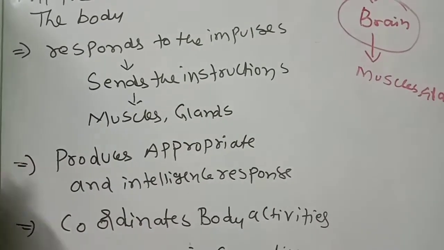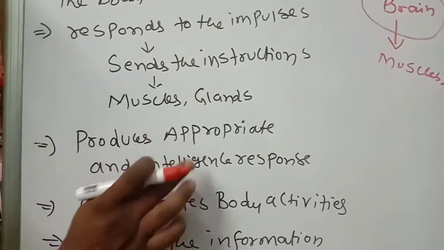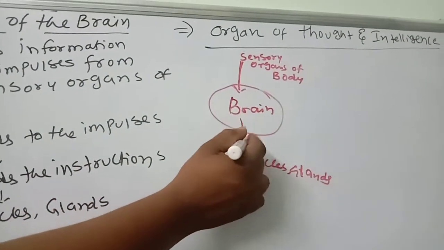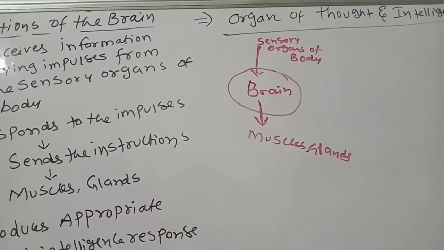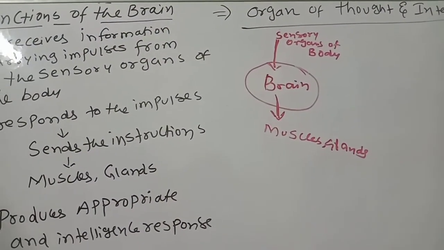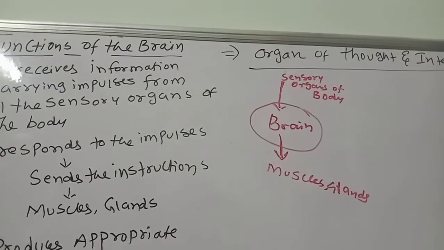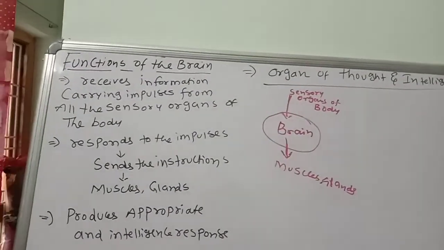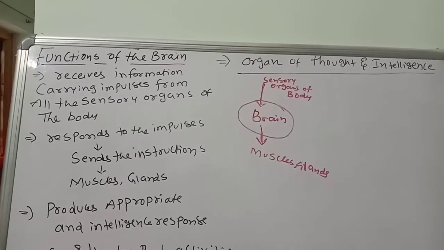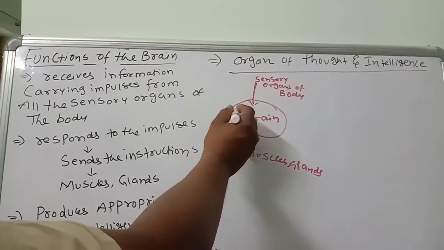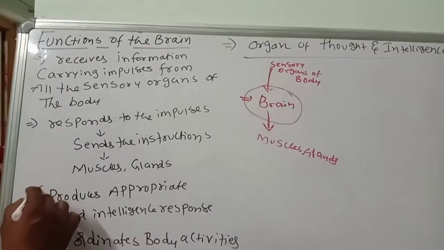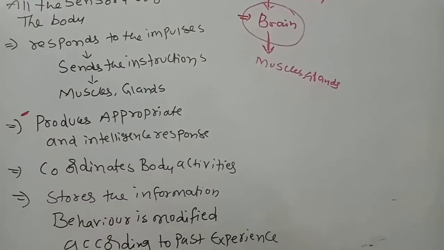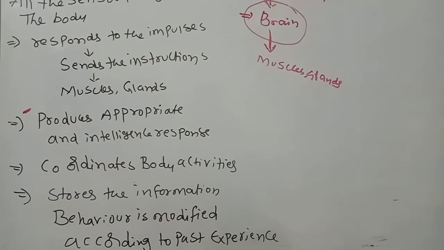Second, it produces appropriate and intelligent response. Immediately the response comes, and that response goes to the muscles and glands. Suppose we ask a question and you answer according to that question. That is called an intelligent response. How is that intelligent response coming? Because of the brain. So the brain produces appropriate and intelligent response. You should remember this point.